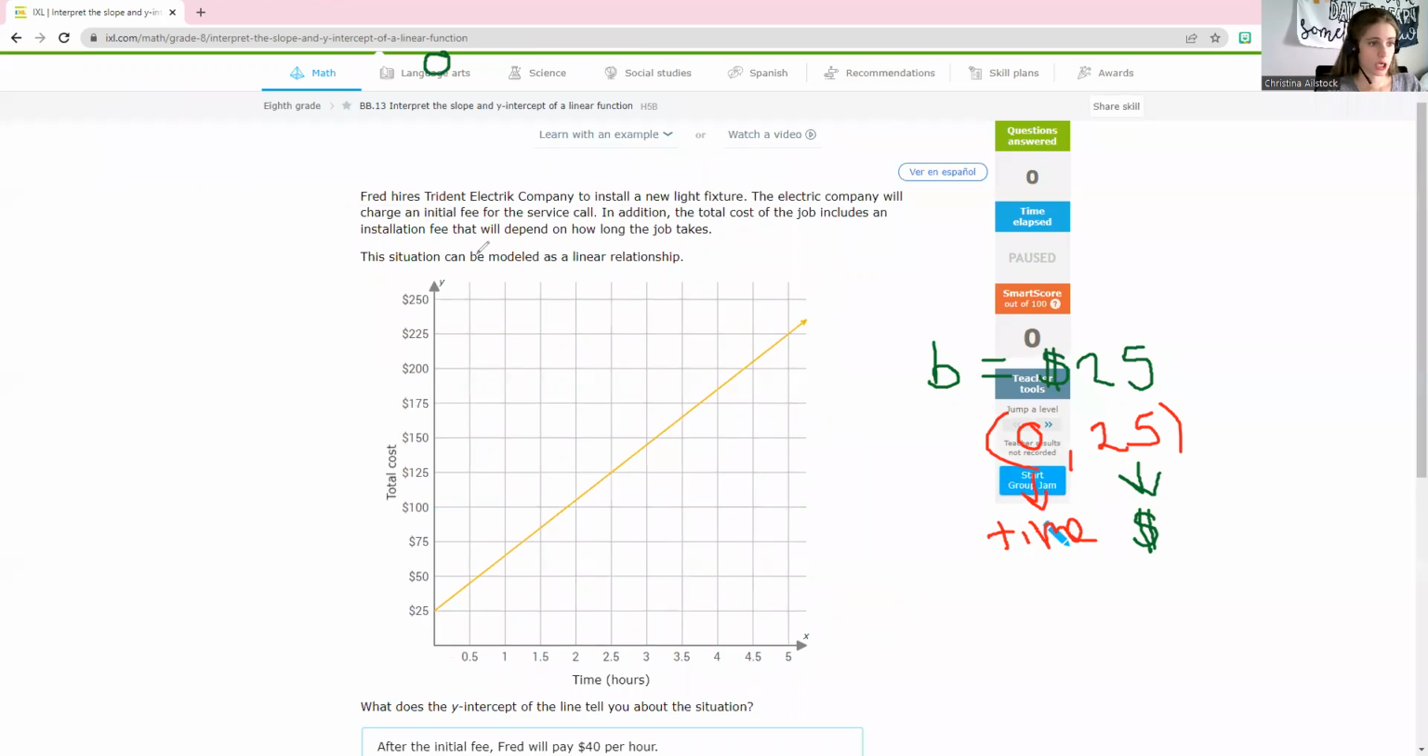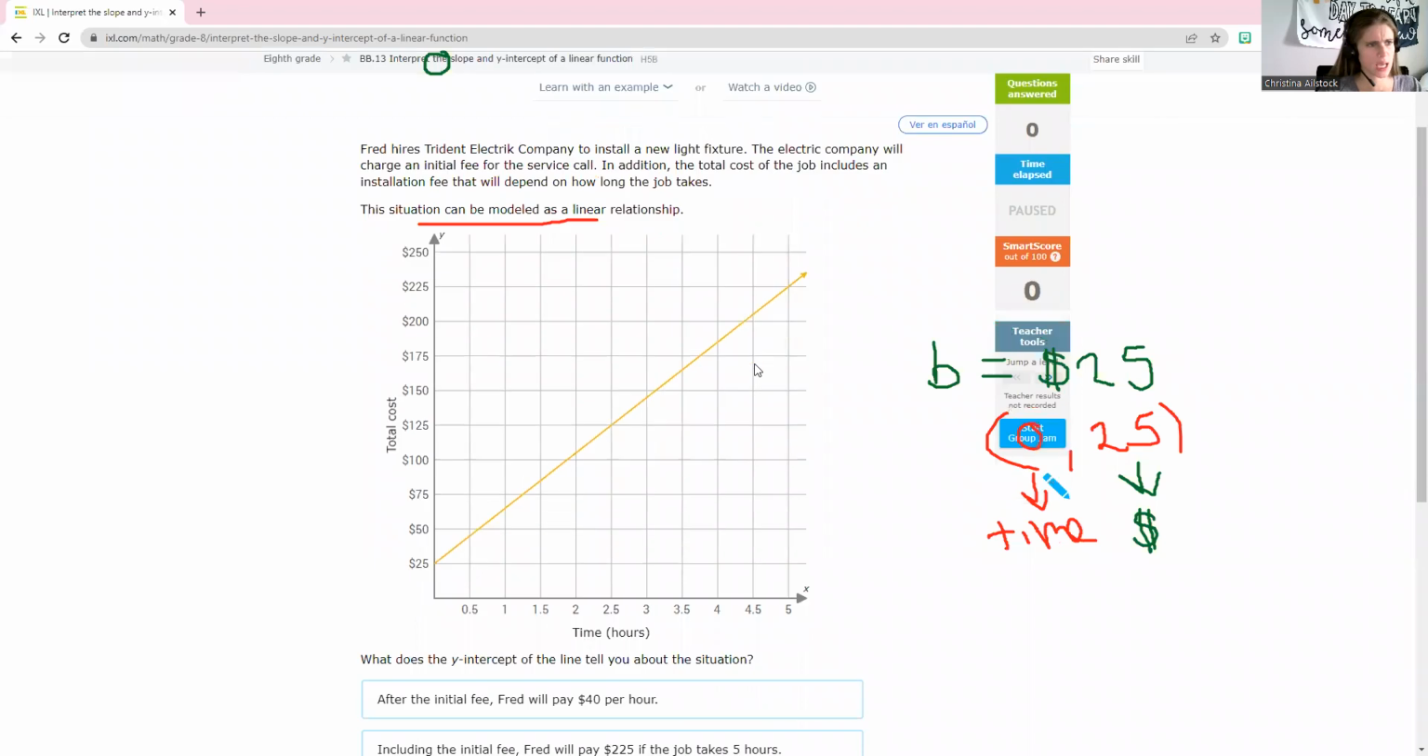We can see here that the electric company is going to charge an initial fee, but then it will also have an installation fee depending on how long the job takes. Well, what we just found was that initial fee, because our time is 0, which means they've spent 0 time installing stuff. That's just the fee that they're going to charge for even coming out and working with us.